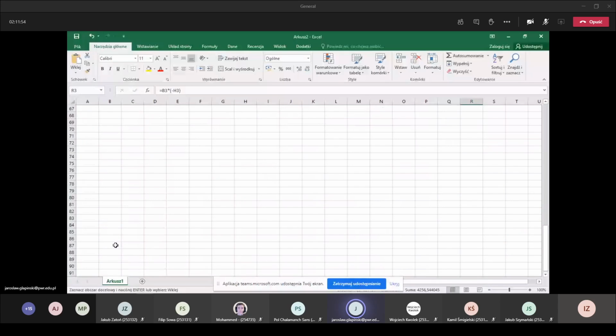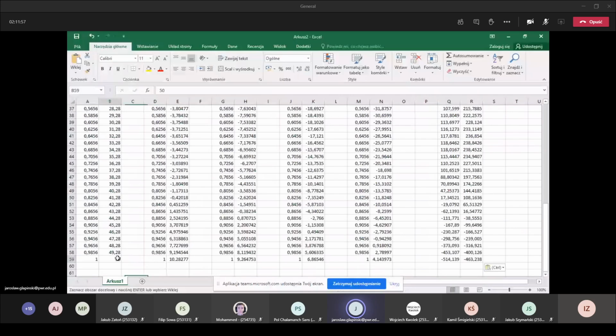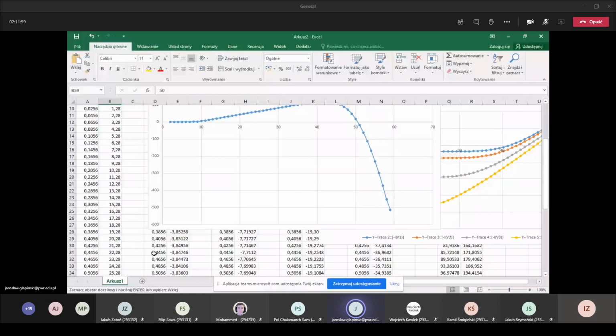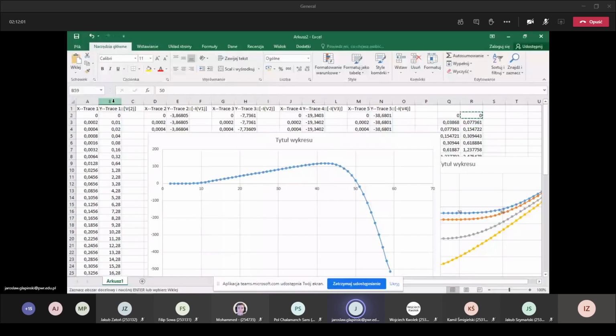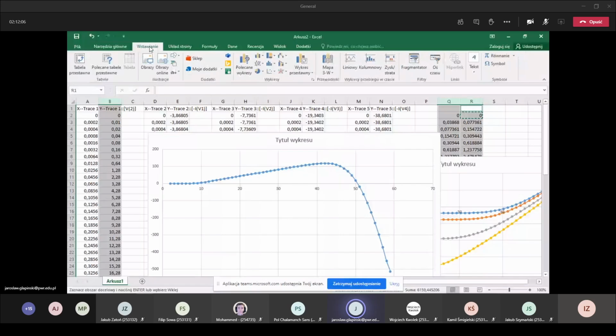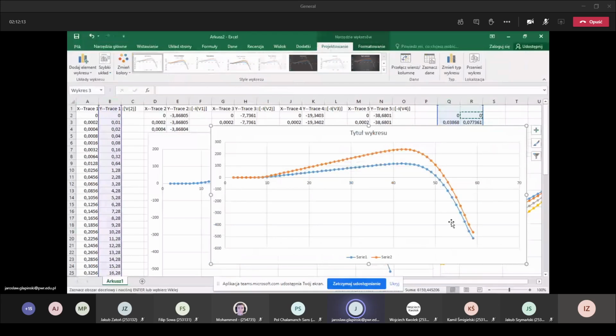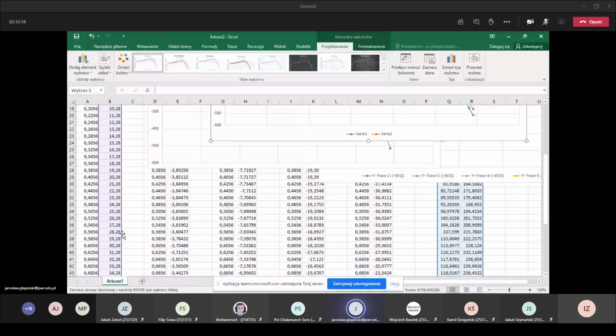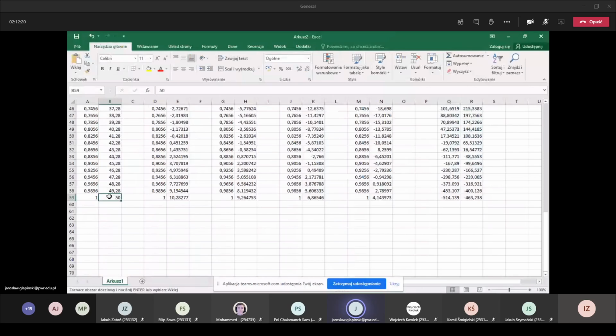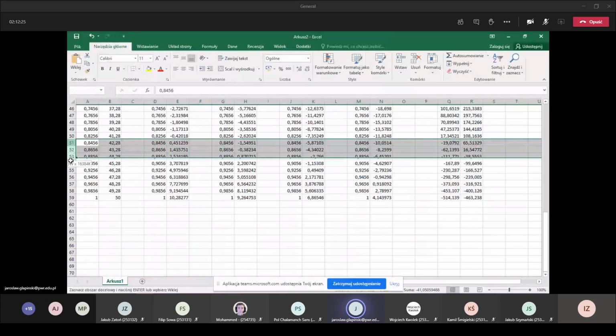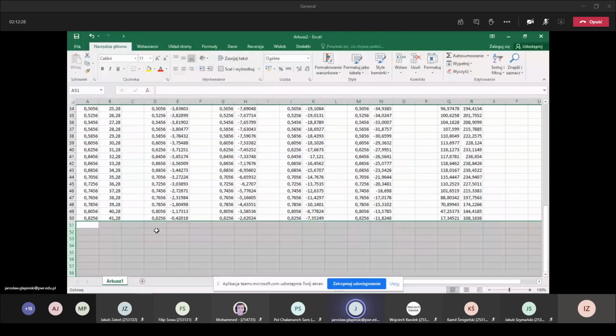I don't know why it's going to 60, because it should stop at 50. Okay, let's try this one. I don't know why it's going further than we've got 50 at the maximum. But let's say we destroy this one. Okay, that's better.